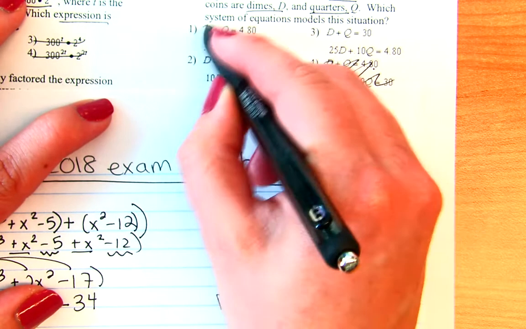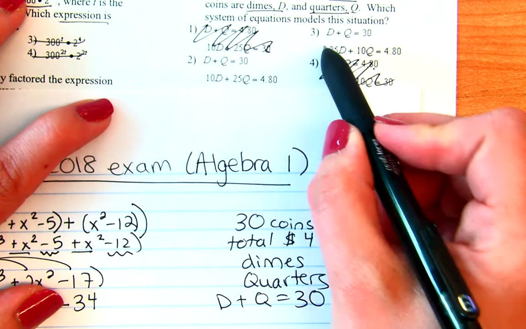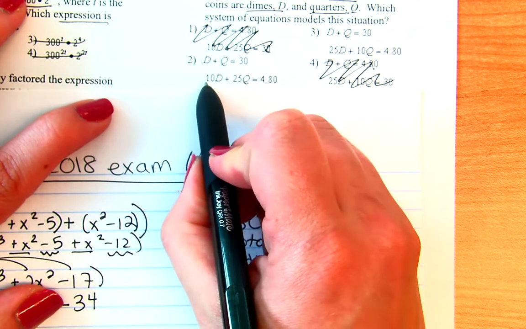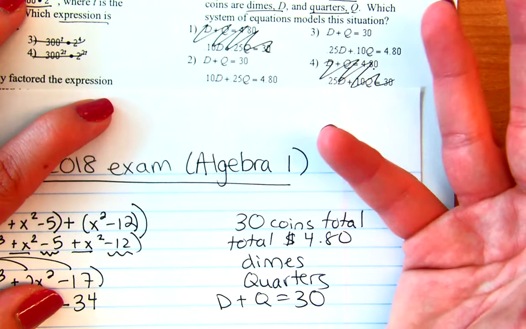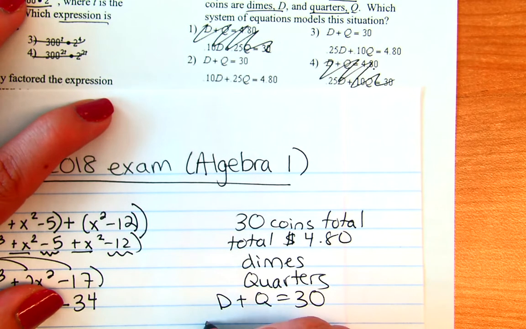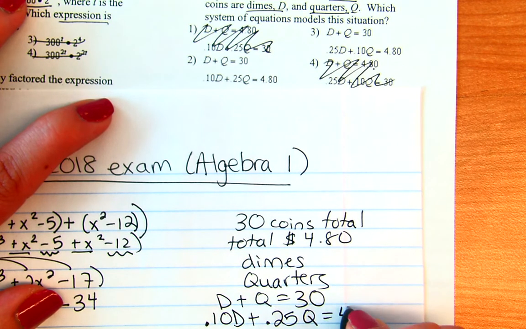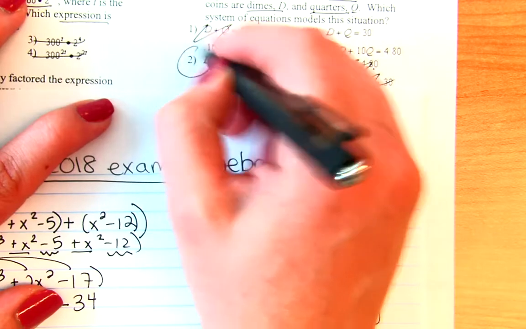No. And no. So I have a choice of 2 or 3. So this has this 0.1 and this 0.25. They actually represent the amount of money per dime and per quarter. So then I have 0.25 for each quarter, and that's going to give me the total amount of money. So choice 2.